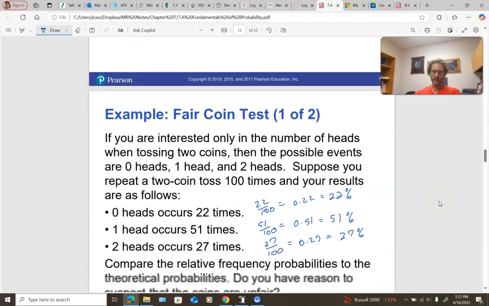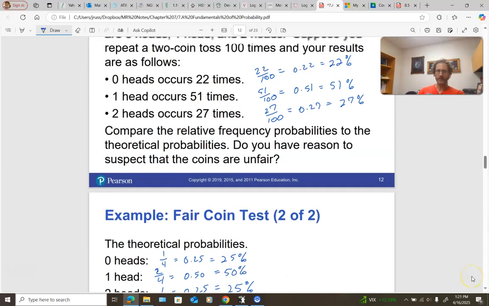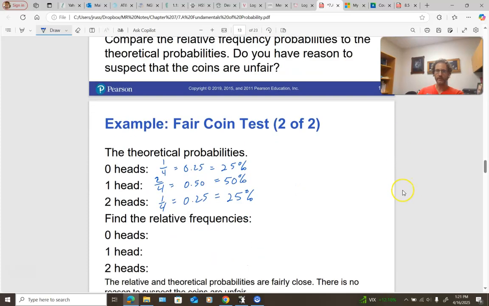So I'm going to write these theoretical probabilities down here. Getting 0 heads, it's 1 out of 4, which is the same as 0.25, or 25%. Getting 1 head and 1 tail would occur 2 out of 4 times, which is the same as a half, or 0.50, or 50%. And then 2 heads would occur 1/4 of the time, again 25%. And then those relative frequency probabilities up here were 22, 51, and 27.